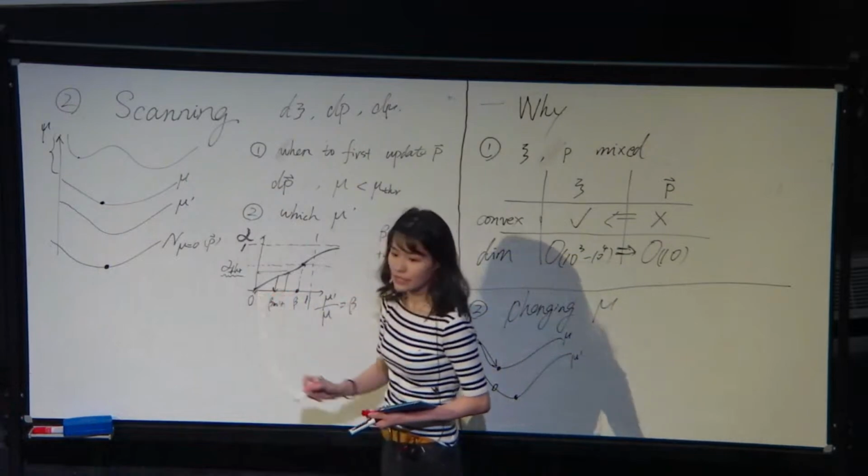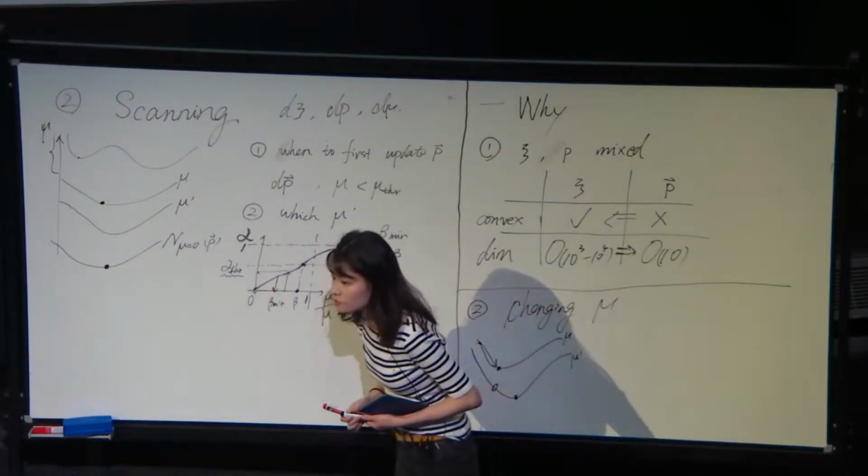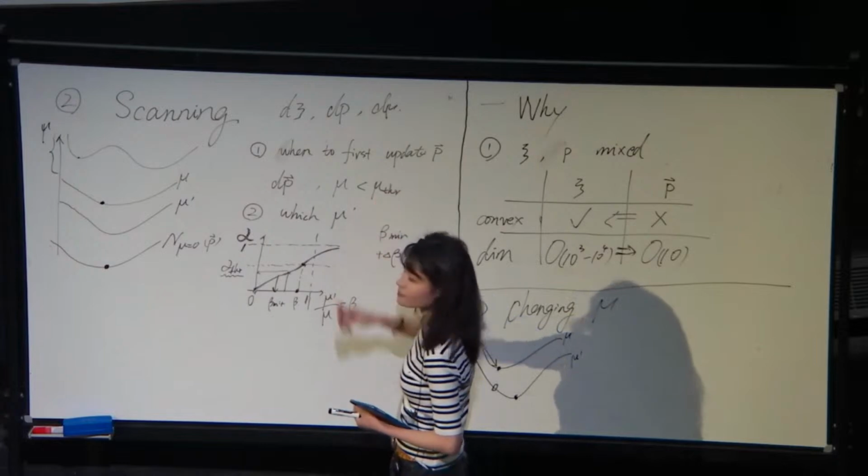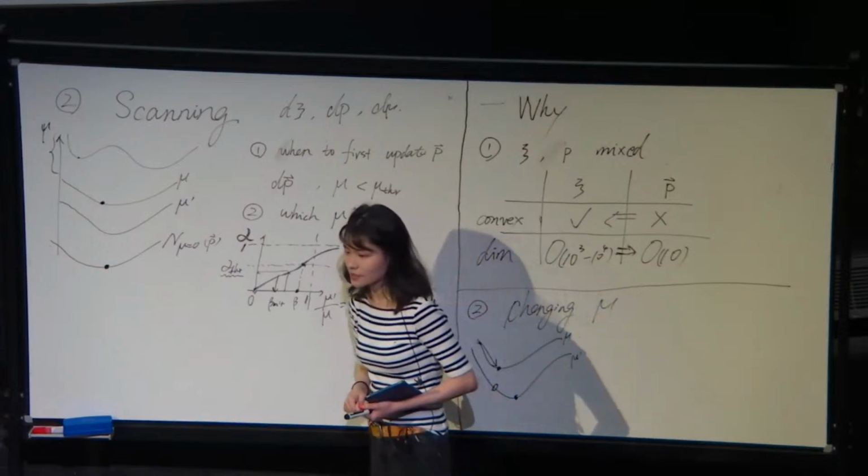Can I ask a question? Yeah. And what about the mu threshold? Is it just some parameter that the user should supply, or how does it work? Yes. Okay.